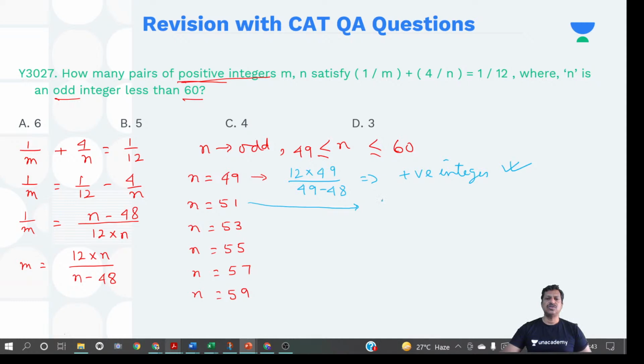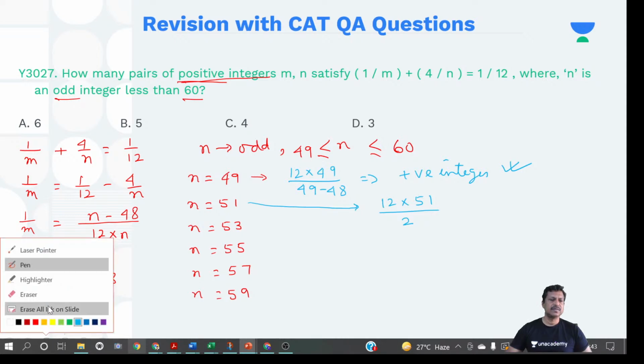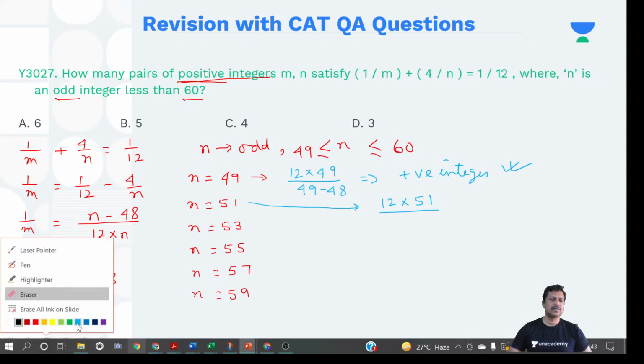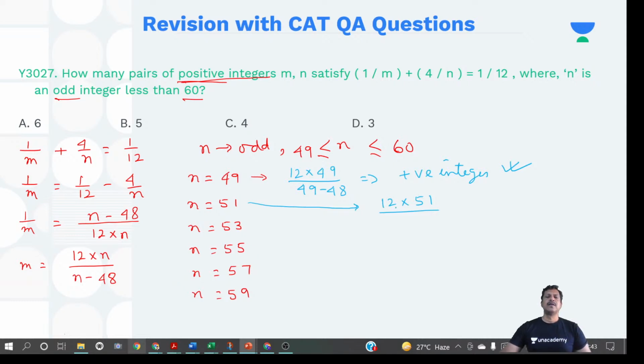Achha, now come to this. n equal to 51. So 12 into 51 divided by 51 - 48. 51 - 48 is how much? Sorry, 3. So 51 - 48 comes out to be 3. So it is exactly divisible. Right. So I can get an integer m.